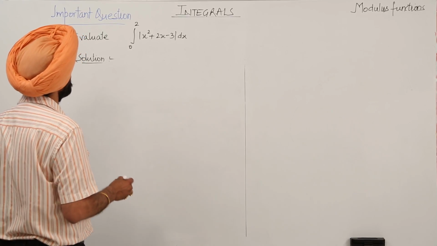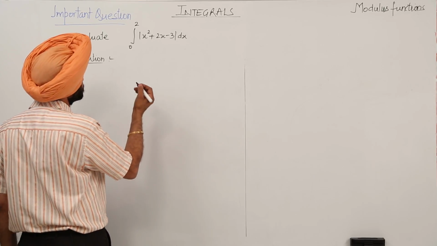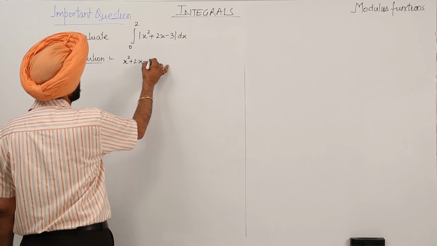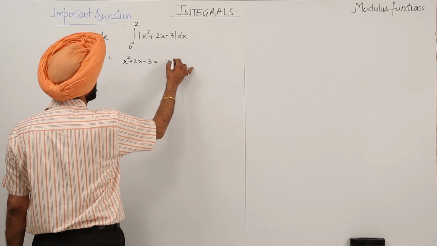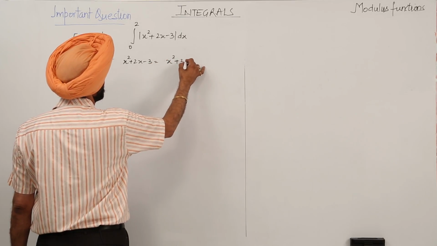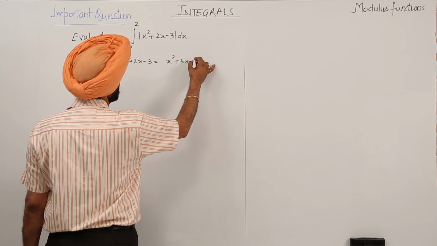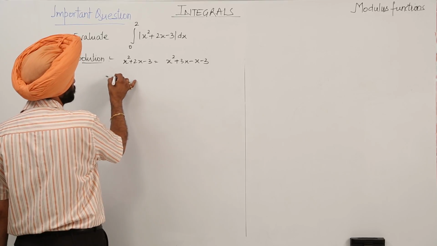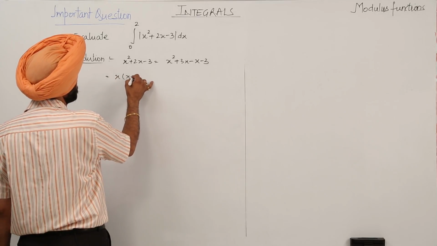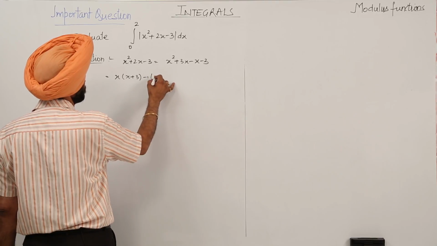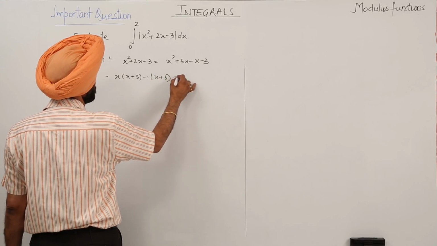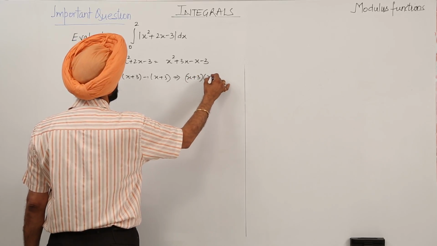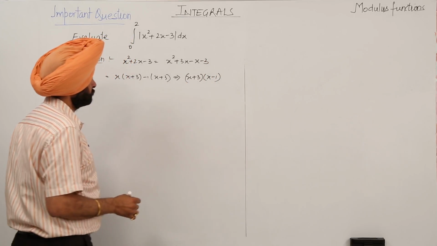Again a very nice question. Now first of all let's make the factors. Now, x square plus 2x minus 3 is equal to x square plus 3x minus x minus 3, and now this becomes x into (x plus 3) minus 1 into (x plus 3), and this implies (x plus 3) and (x minus 1).